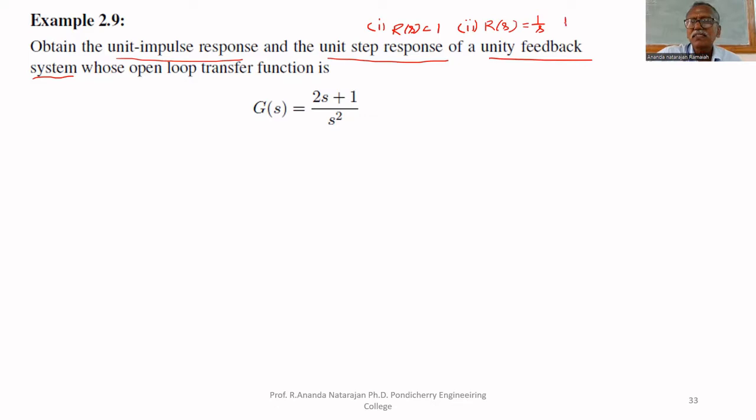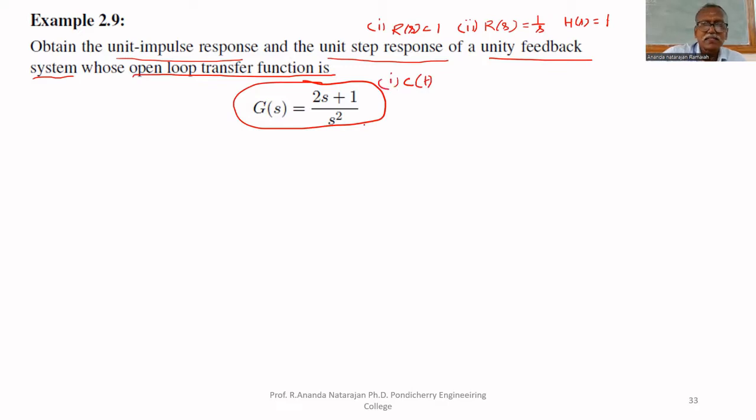Obtain the unit impulse response and unit step response of a unity feedback system. Unity feedback system means H of S equal to 1. In fact, negative feedback, H of S equal to 1. Whose open loop transfer function G of S is given. So we have to obtain the responses C of t for the first case and the second case. We have to find with H of S equal to 1.